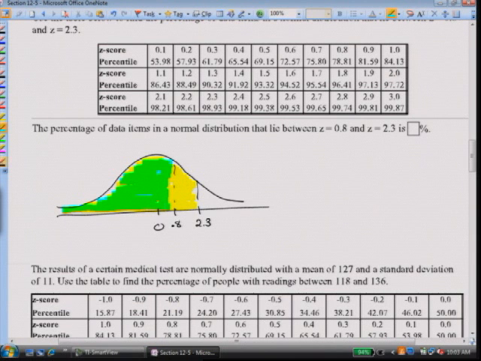All right, so you kind of do the larger z minus the smaller z. So I'm going to do percent below 2.3 minus percent below 0.8. So the percent below 2.3, I come up to my table and I just get that number, which is 98.93. And the percent below 0.8 is 78.81. So I'm going to do 98.93 minus 78.81.